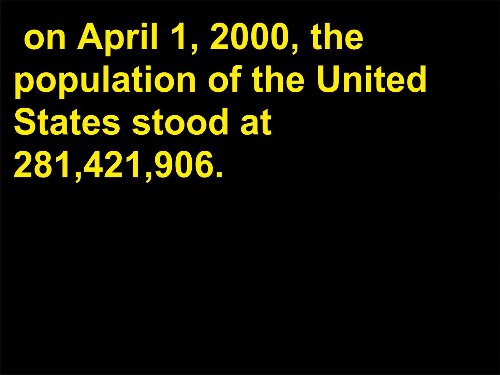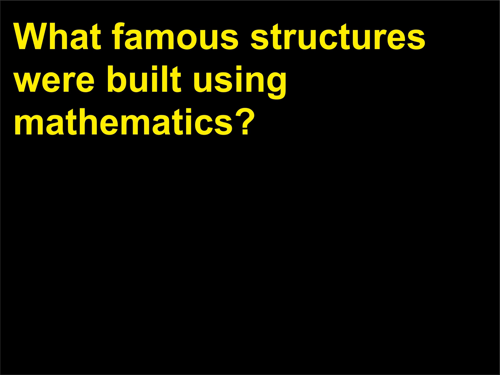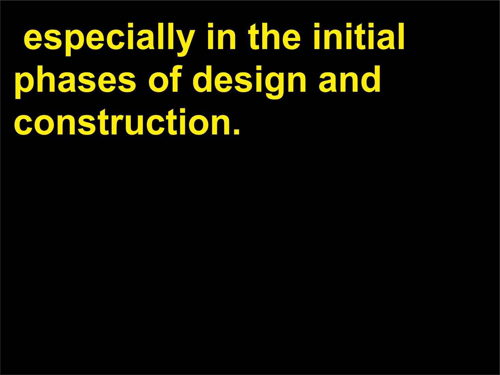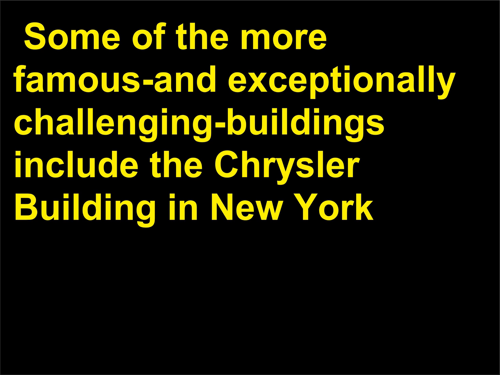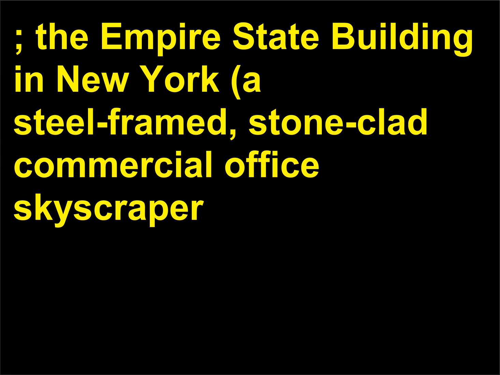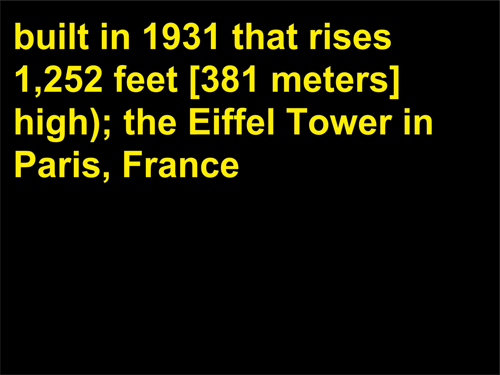What famous structures were built using mathematics? Actually, all famous structures needed mathematics, especially in the initial phases of design and construction. Some of the more famous and exceptionally challenging buildings include the Chrysler Building in New York, a steel frame skyscraper built around 1930 that was the tallest building in the world before the Empire State Building. The Empire State Building in New York, a steel-framed, stone-clad commercial office skyscraper, built in 1931, that rises 1,252 feet, 381 meters high, the Eiffel Tower in Paris, France.